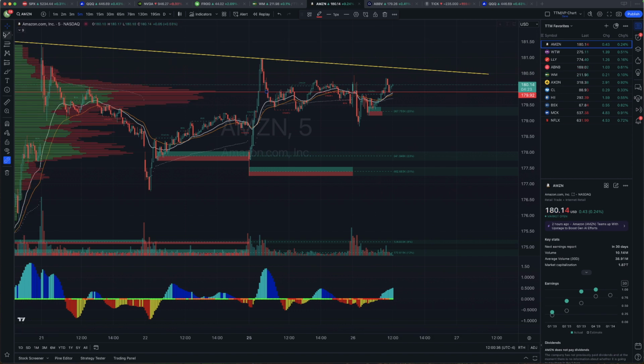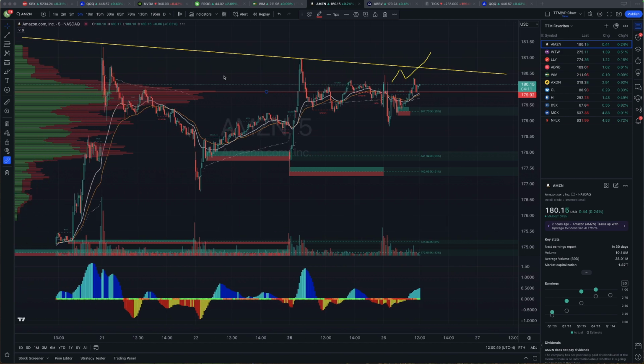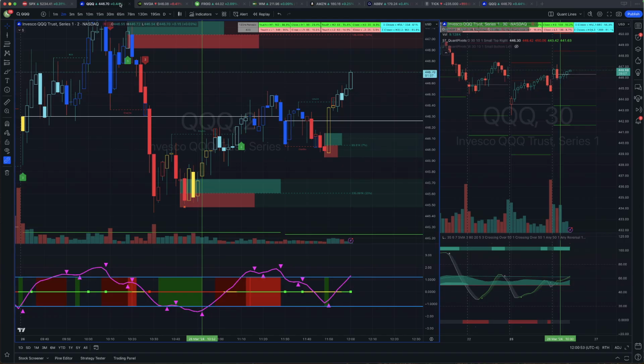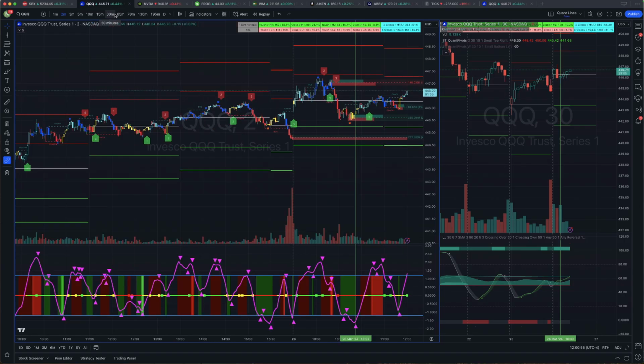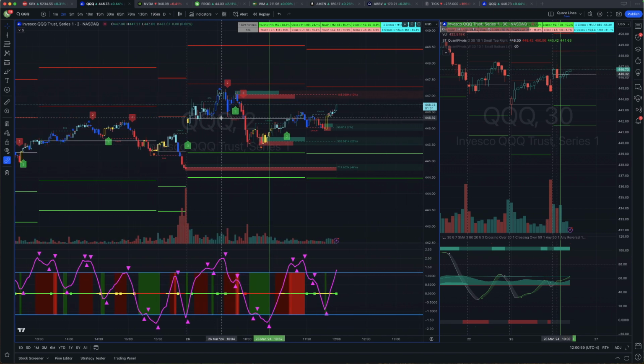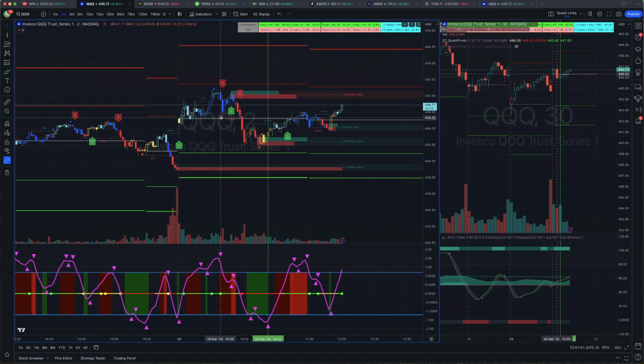Now we just need to see it probably come up like this. Maybe test that trend line and maybe break out. We'll see. I don't know if it'll happen today. I think things are going to probably stay pretty quiet today. It's just the way it feels at the moment. Qs aren't doing much of anything. Just kind of going sideways, huh?